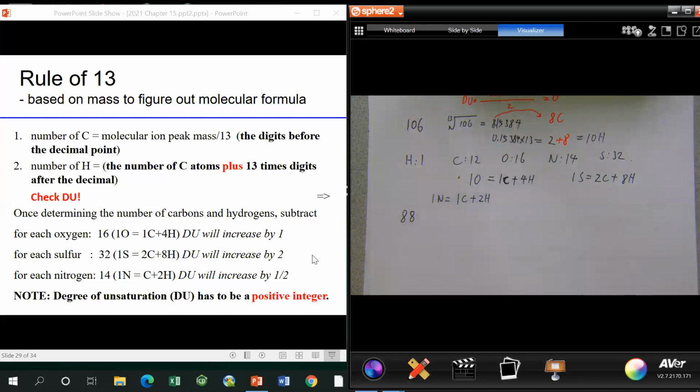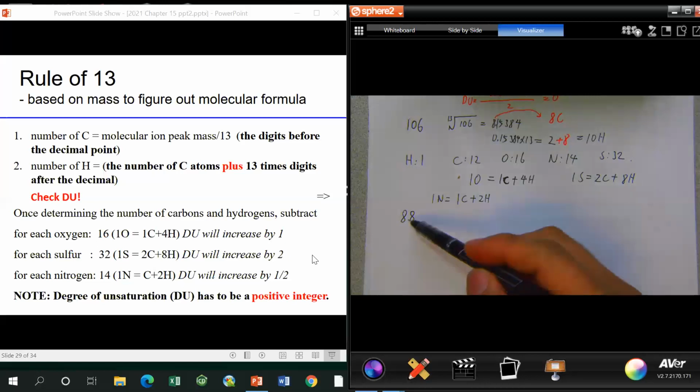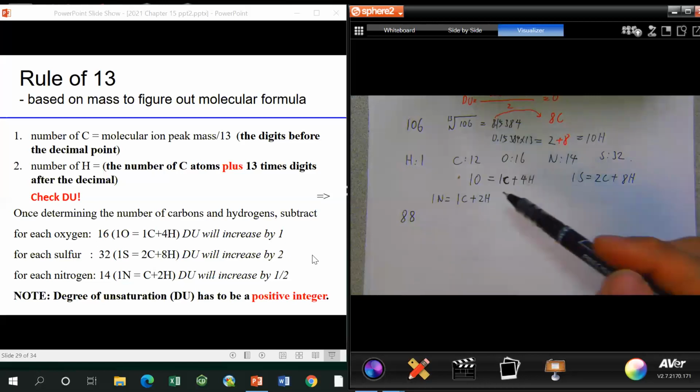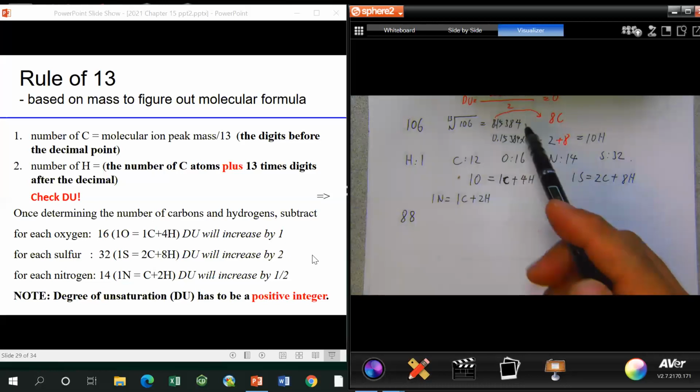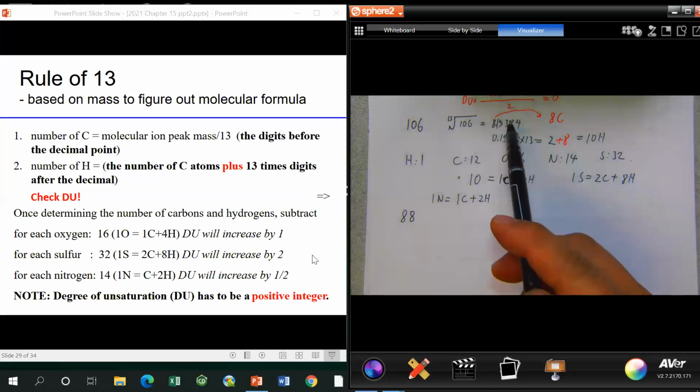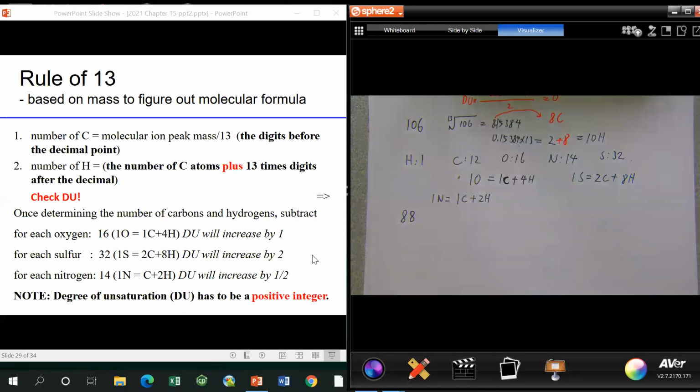Apply rule 13. So 88 divided by 13 will generate some number. The digit before the point is your carbon number. The digit after the point, you times 13 and plus the carbon number, that's your hydrogen number. Try it. This is an important technique. Rule 13 isn't covered in our lecture or textbook, but you have to learn it, because later we will use it to solve the most difficult question in organic chemistry 1.